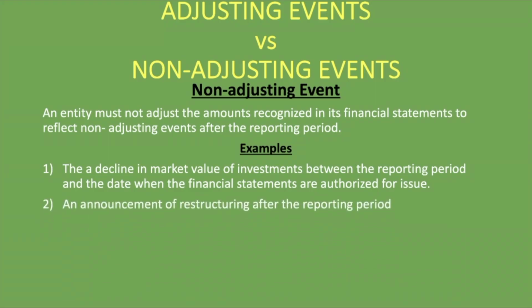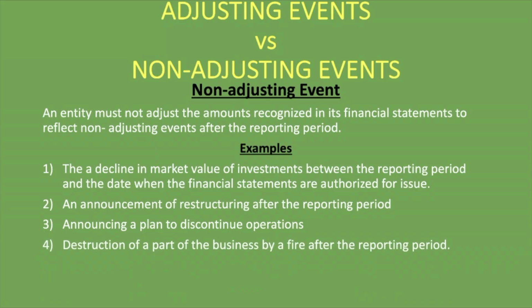The second one we have here is the announcement of restructuring after the reporting period. What matters here is the date when that announcement is made. So if the announcement is made after the reporting period, then you know that this is a non-adjusting event. You don't adjust the amount. You can have a disclosure mentioning that this happened after the reporting period. The third one we have here is announcing a plan to discontinue operations. Again, the date of the announcement is what matters here. Did it happen after the reporting period and before the financial statements are authorized for issue? If yes, then we know that it's a non-adjusting event.